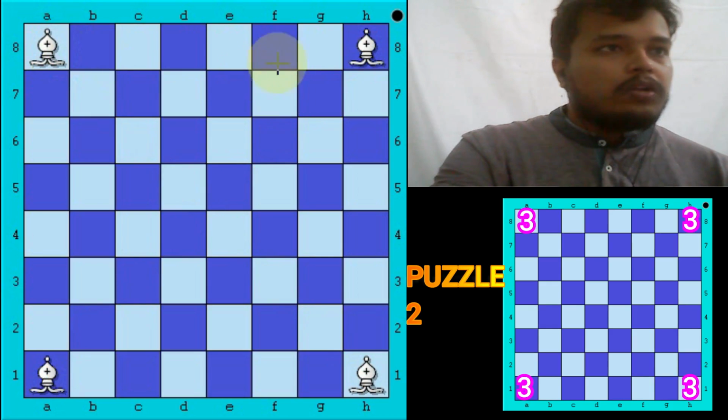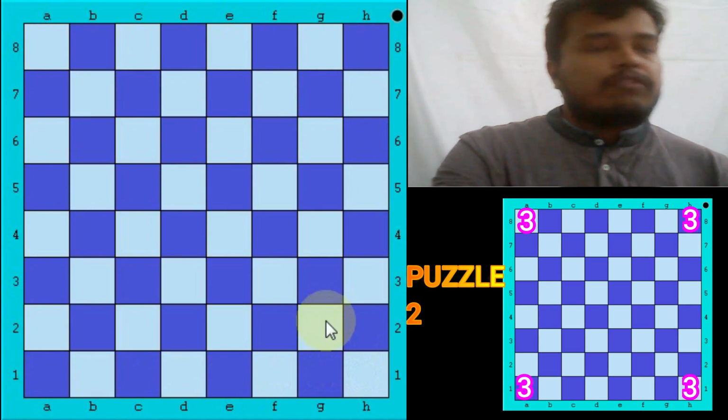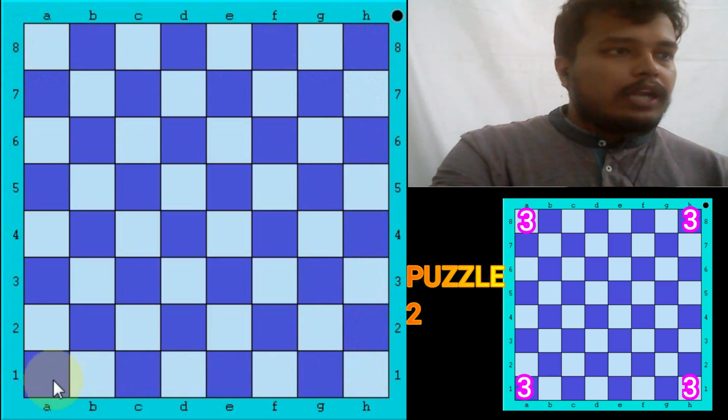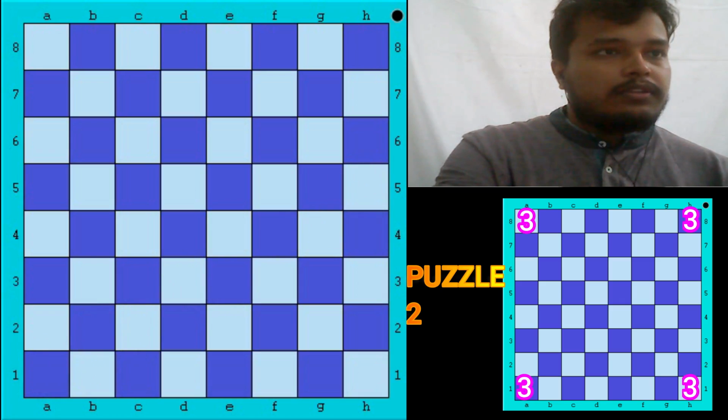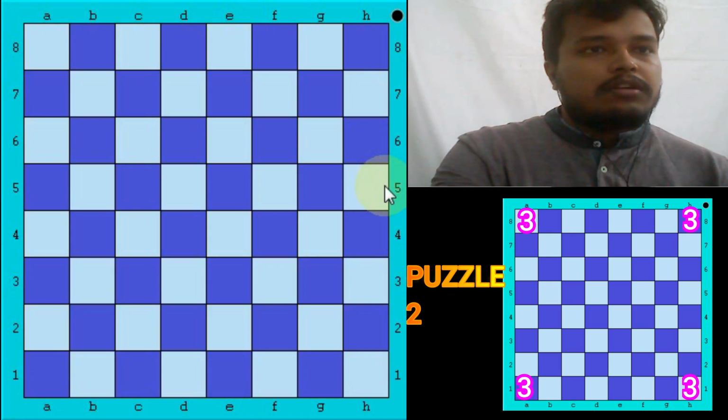Now moving on to the next one, you have to find out which piece attacks the a8, h8, h1 and a1 squares thrice. If you place the piece at the four corners, it attacks each other thrice. Which is the piece? You can pause the video in order to find out the piece placement.